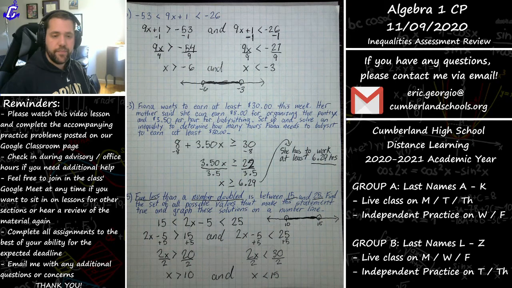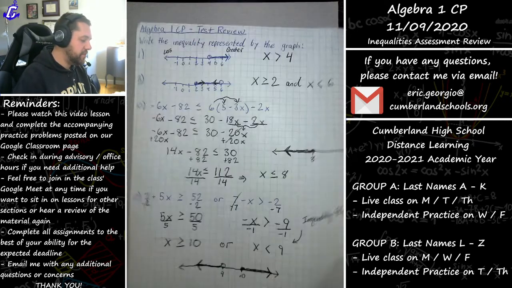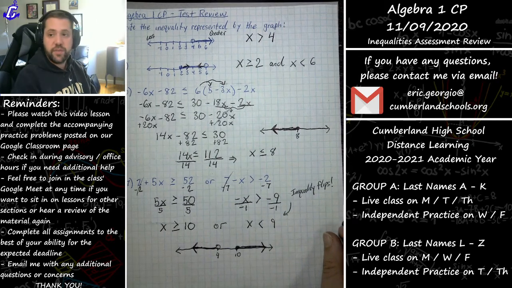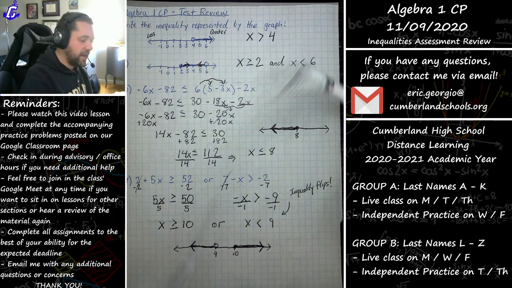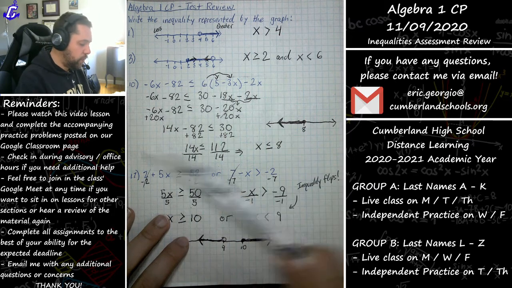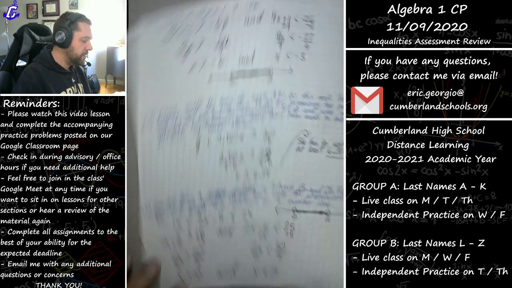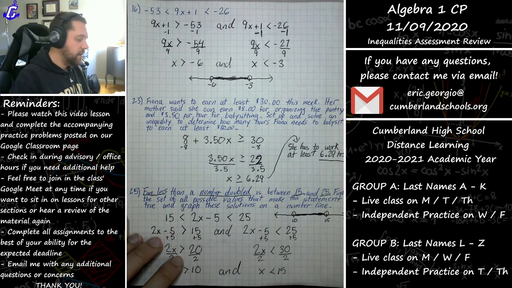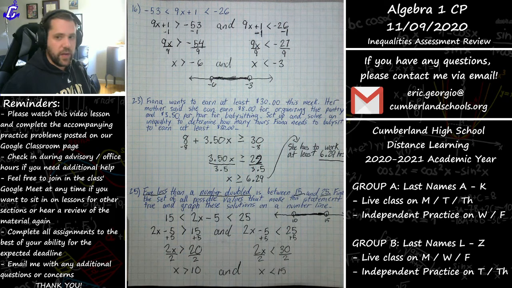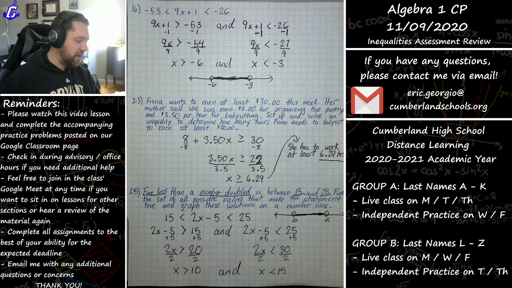All right? So problems like these are exactly those that you're expected to do on the summative assessment. We should be able to identify inequalities represented by graphs. We should be able to solve and graph regular one-sided inequalities, as well as compound inequalities. Here's an OR problem. Here's an AND problem. And we should be able to handle word problems as well. Okay? If you have any questions, please do not hesitate to reach out and ask.